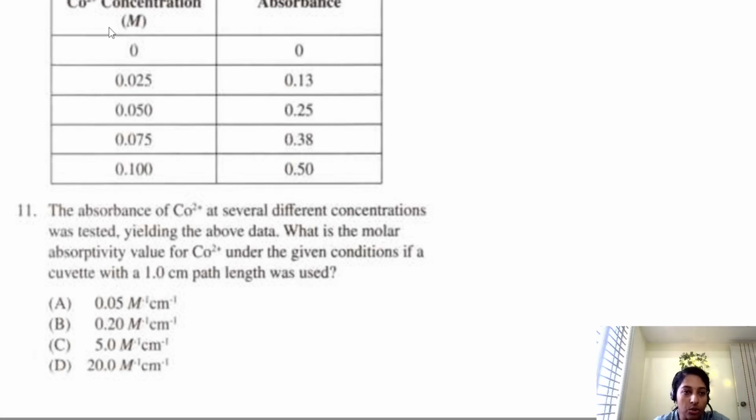Okay. So first question: the Co2+ concentration is given and the absorbance is given. And what is the molar absorptivity value for Co2+ under the given condition if a cuvette with 1 centimeter path length was used? It's actually Beer-Lambert's law, right? Direct application. If you are not aware, there are equation sheets given, so no issue. Beer-Lambert's law is absorbance is equal to epsilon b c.